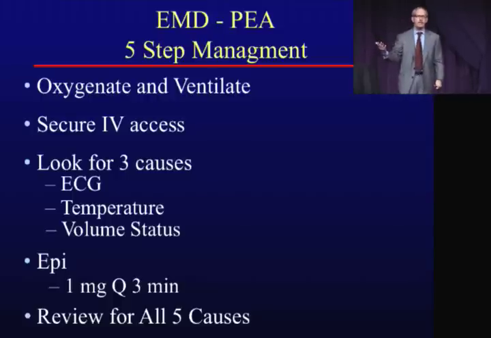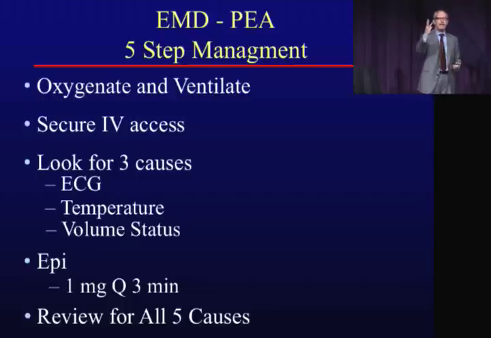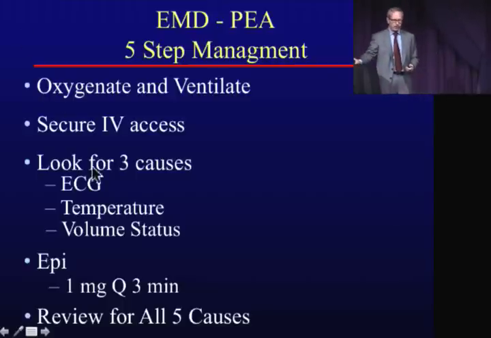A supraglottic airway is as good, if not better. Get IV access if they don't already have it. Step 3, look at 3. Look at the EKG quickly. Hyper-K? Touch them. Are they really hot or really cold?